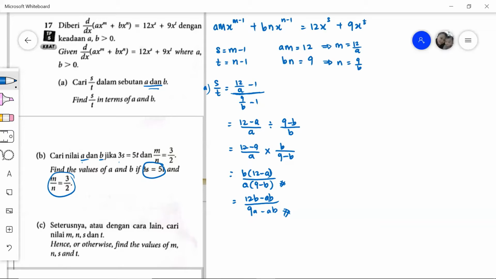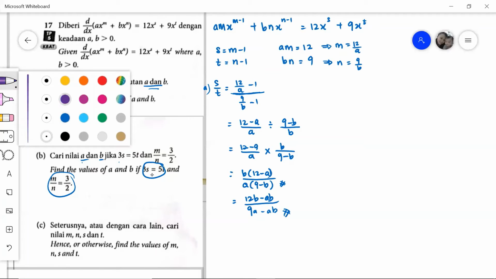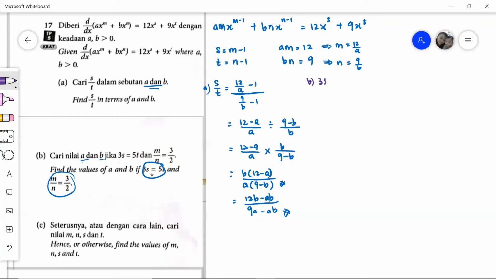So it's just nice that we are given 3s equals 5t. So for part b, 3s equals 5t. That means s over t equals 5 over 3. And s over t in part a, we already got that. It is equivalent to (12b minus ab) over (9a minus ab). That equals 5 over 3.